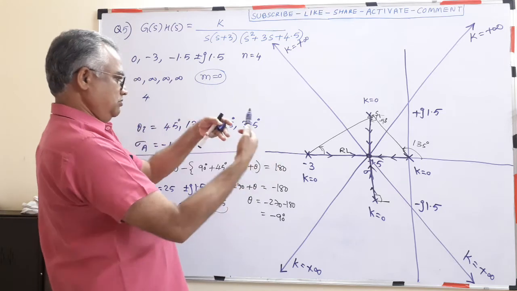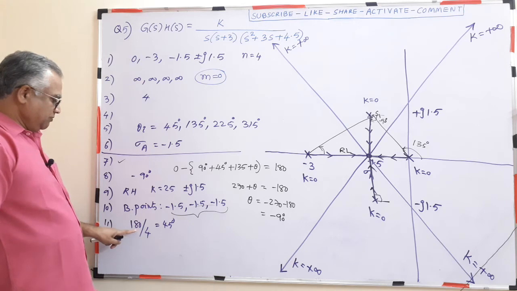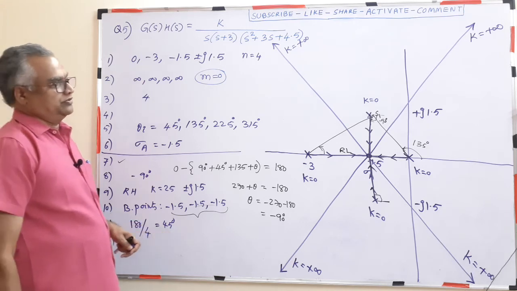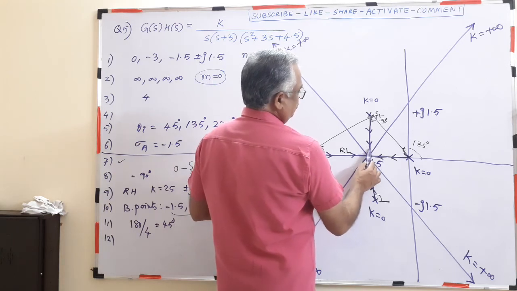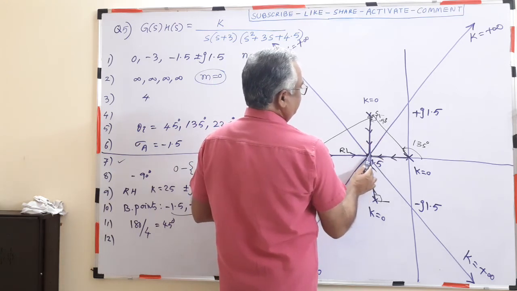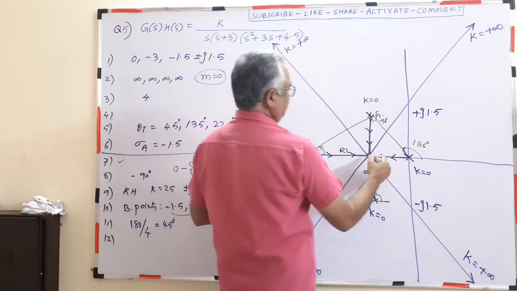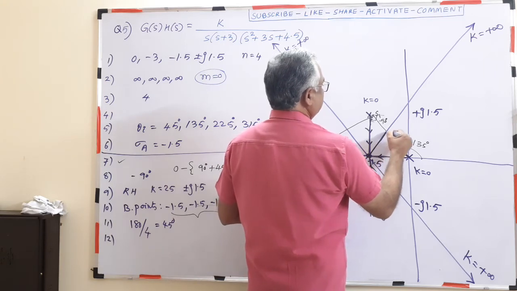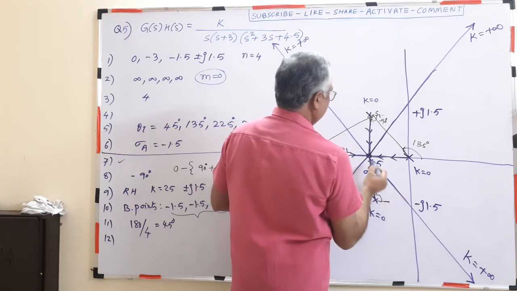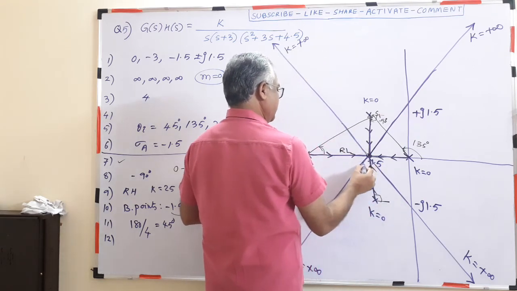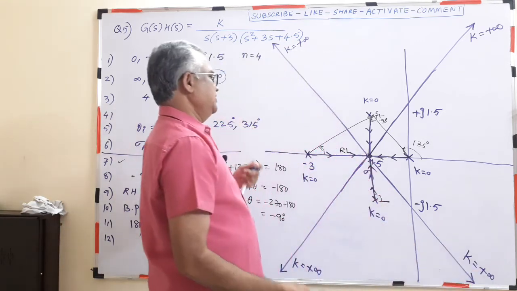So when 4 are meeting at the same point, what is the angle of departure at the break point? 180 by 4, 45 degrees. So that means, this total 90, 45. So it will go this way, one will go this way, one will go this way. So all will follow the nearest asymptote. So one will go like this, one will go like this, one will go like this, one will go like this. So all are following the asymptotes. That's all.